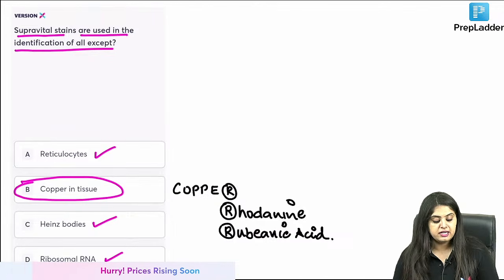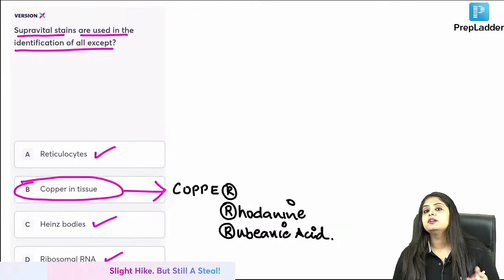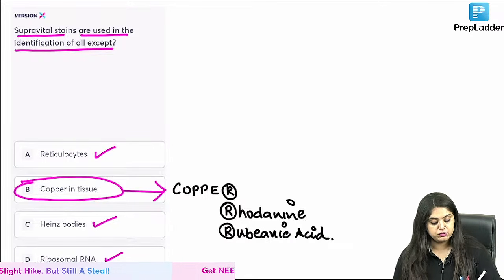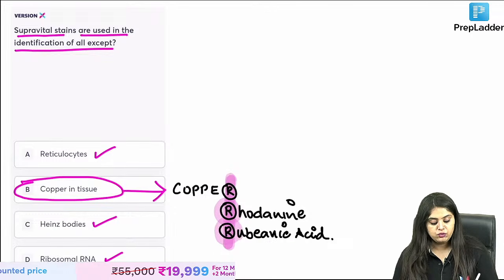What is not stained? I think this was a very obvious question, hence I had only answered it. Copper is not stained with supravital stains, because copper we have always learnt as RRR. Copper, the stains are rhodanine and rubeanic acid.